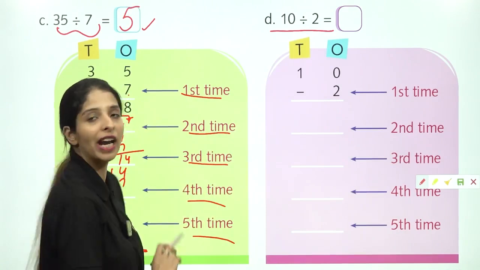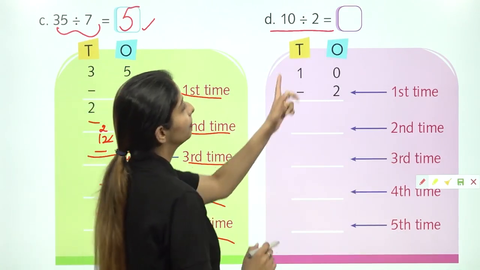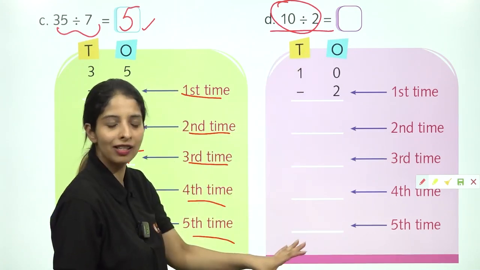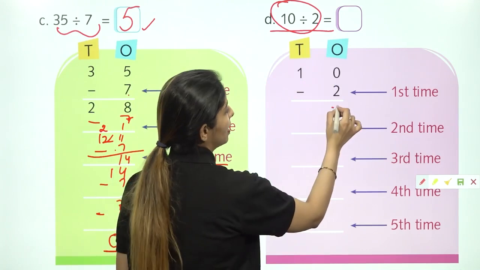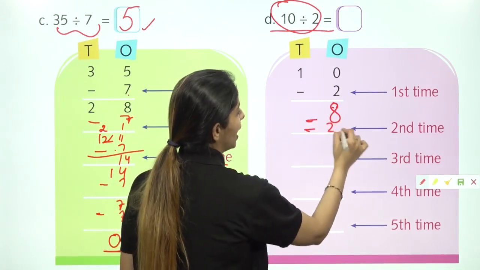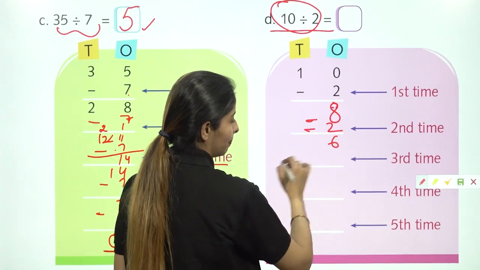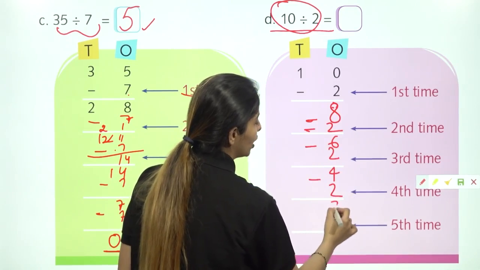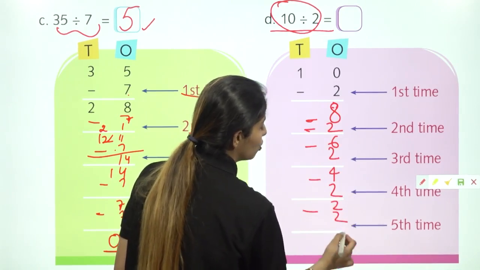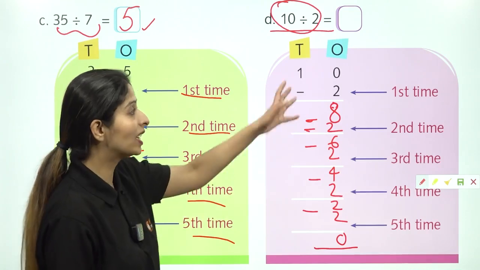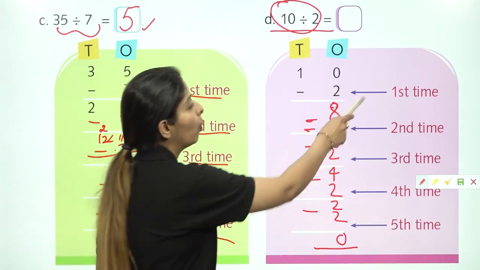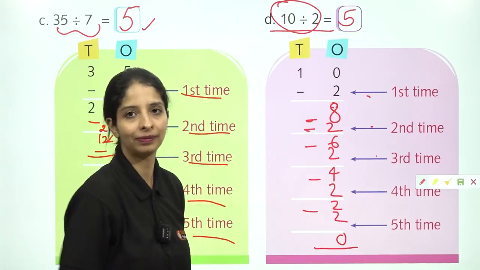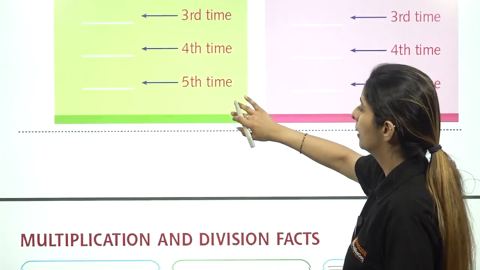Now 10 divided by 2. When you divide 10 by 2, we do repeated subtraction till we get the 0. 10 minus 2 is 8. Now you minus again 2, so we get 6. Again 2 is minus, so we get 4. Again 2 is minus, we get 2. And again when we minus 2, we get 0. So how many times did we subtract the number? 1, 2, 3, 4, 5. So your answer will be 5. This is how you do division.